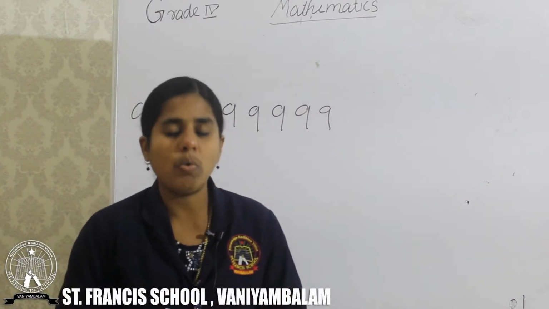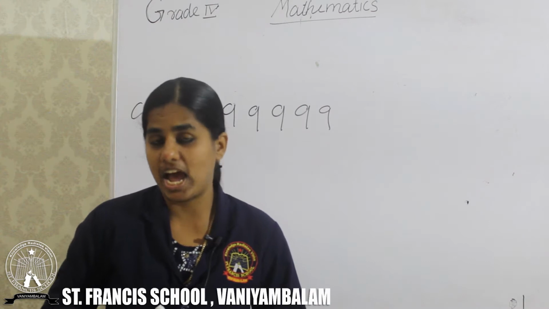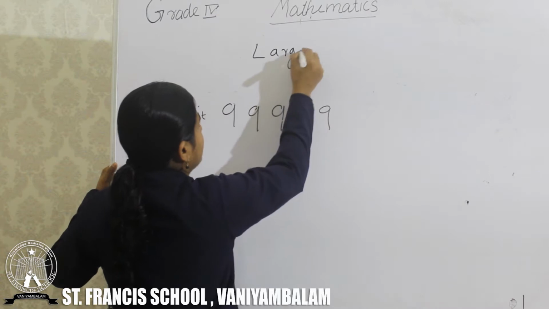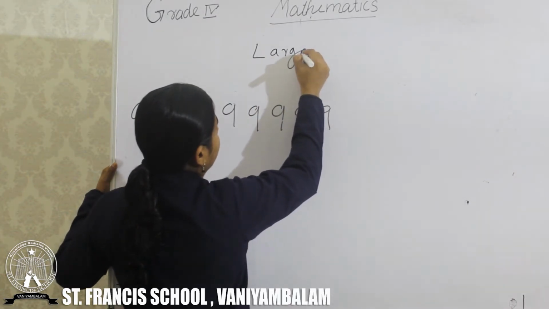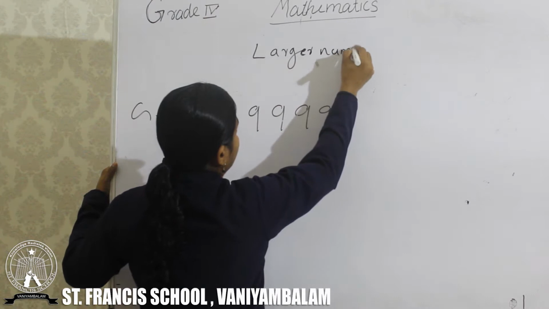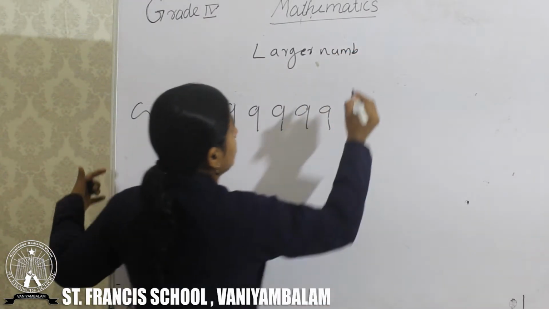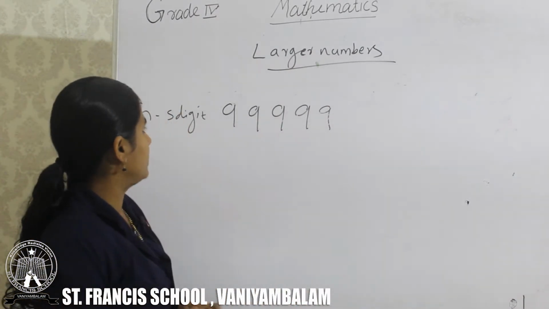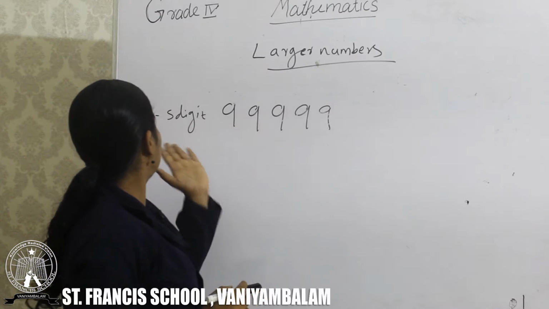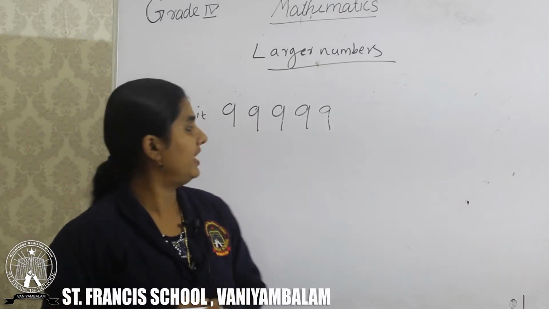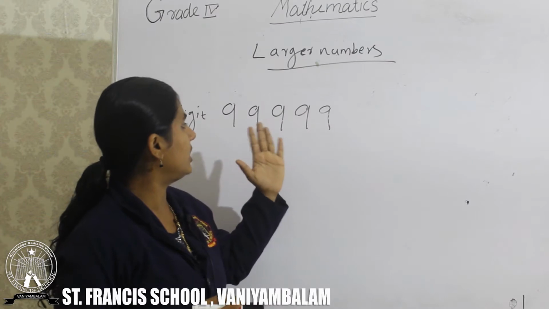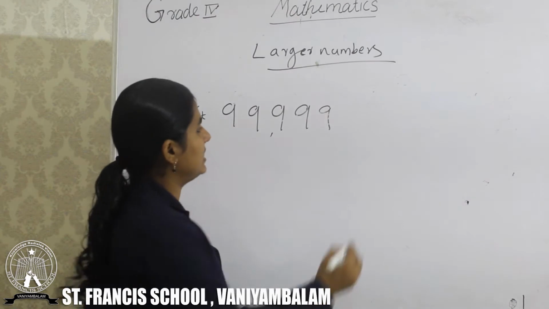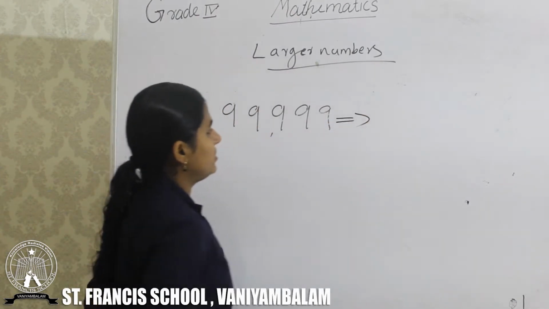Okay. Now we can move to our topic, large numbers. This is our topic, larger numbers. We know from the last class which is the greatest 5-digit number, that is 99,999. This is the greatest 5-digit number.